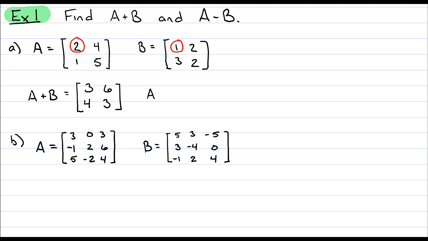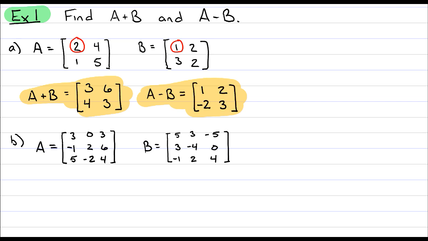A minus B is found in exactly the same way, except that I subtract the entries. So, starting out in the upper left-hand corner, I need to take 2 and subtract off 1, which gives me 1. Then to get the second entry in the first row, I take 4 and subtract 2. 4 minus 2 is 2. Moving down to the second row, I have 1 minus 3, which gives me negative 2, and 5 minus 2, which is 3. Okay, so this is the sum A plus B and the difference A minus B.